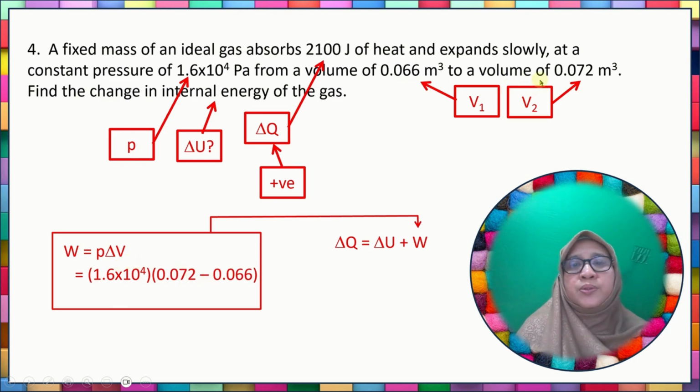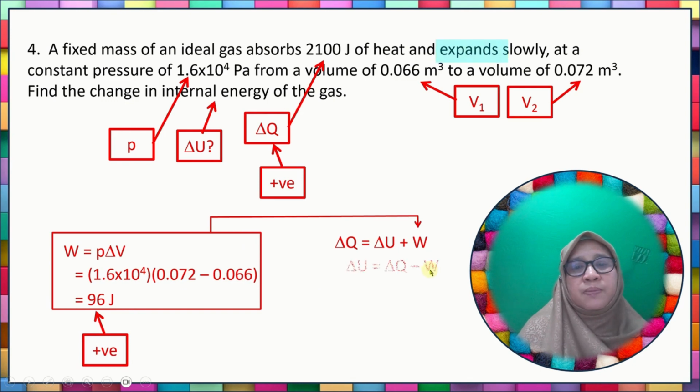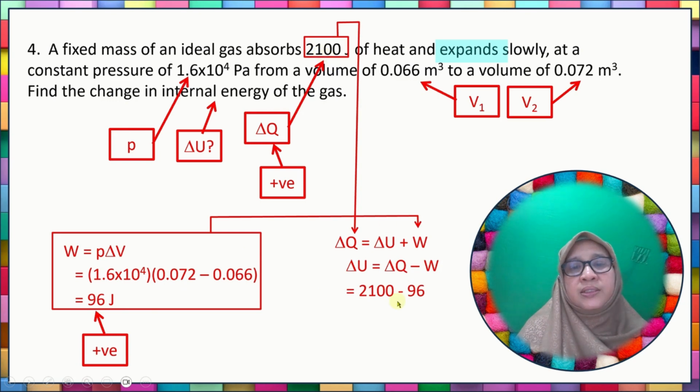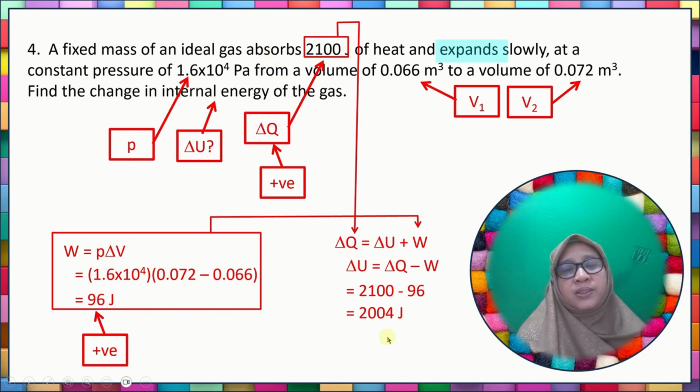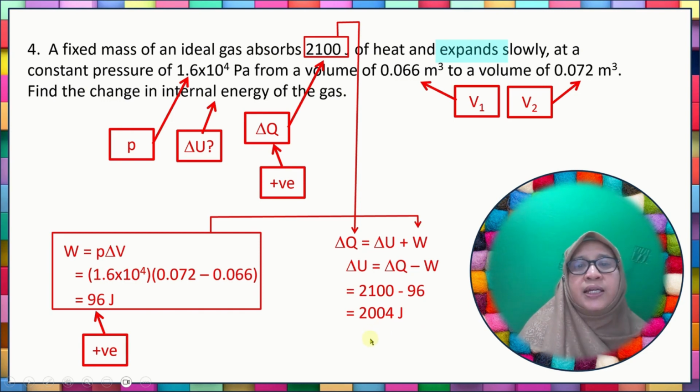So we substitute the final minus initial volume, and we get the answer 96 joule, and it is positive because this involves expansion, so we got positive W. Substituting positive W into the equation, delta Q positive 2100 minus 96, so we get 2004 joule. Delta Q is positive because it is absorbed, so the change in internal energy is positive, that means the internal energy is increasing.